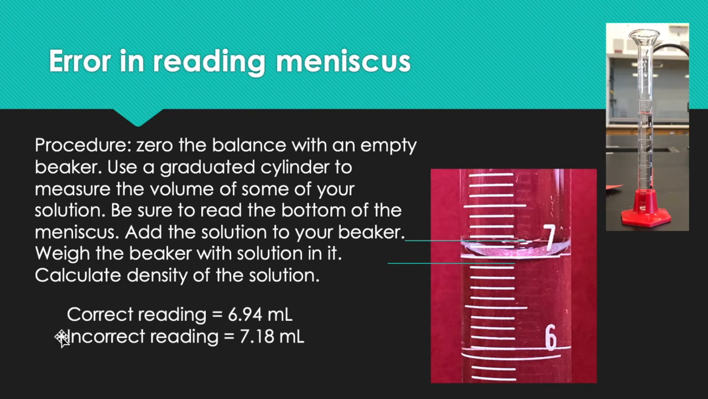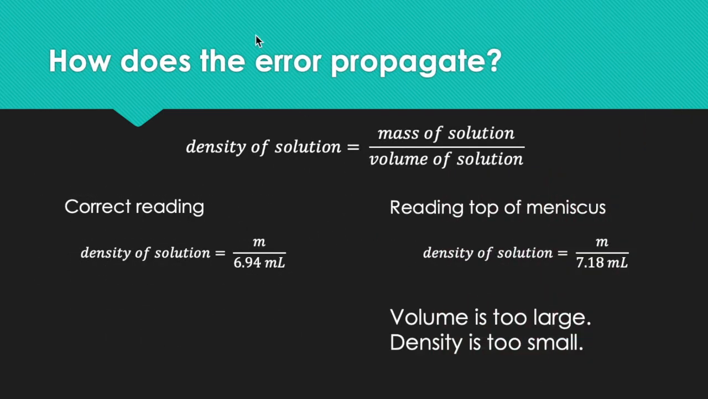So our incorrect reading is going to be too high because we're reading the top of the meniscus when we should read the bottom. And we should take a look at how the error propagates through the rest of the experiment. After we do that incorrect volume reading, we pour that amount of solution into our beaker and we get the mass. The mass of the solution is not going to be affected by the fact that we read the meniscus wrong. The same mass of solution is going to result whether we read that solution as 6.94 milliliters or 7.18 milliliters.